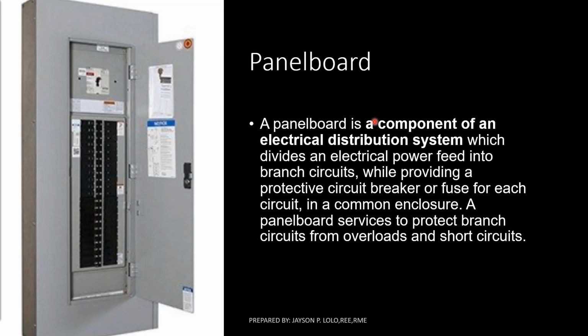The next component for electrical system installation is the panel board, which divides an electrical power feed into branch circuits. Later this week, we will discuss the branch circuit. It also provides a protective circuit breaker or fuse for each circuit in a common enclosure.